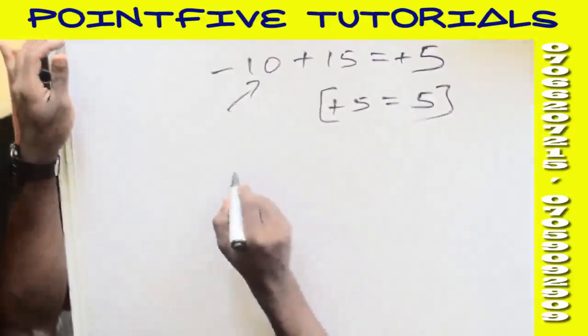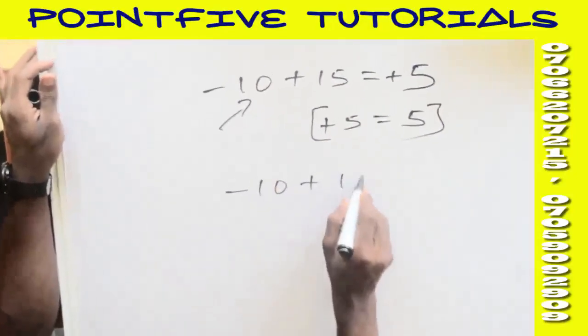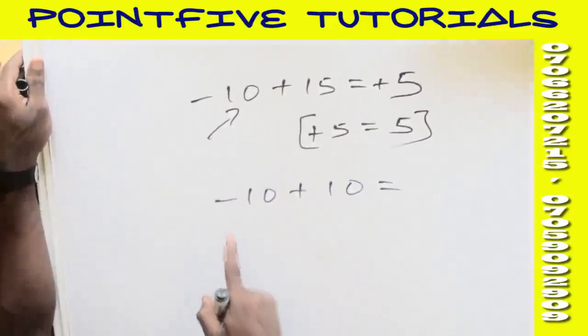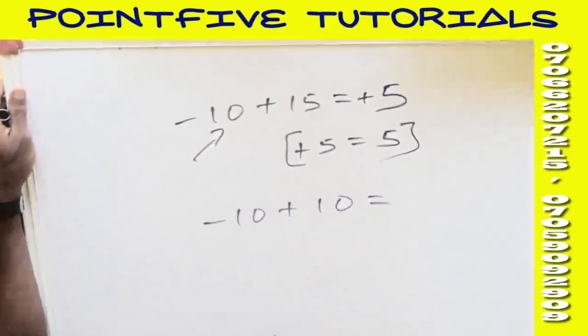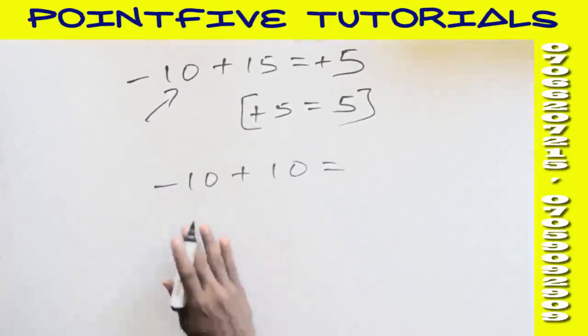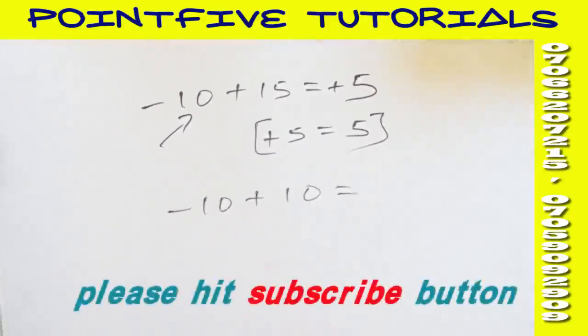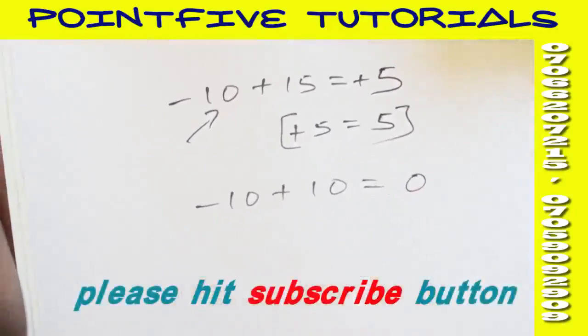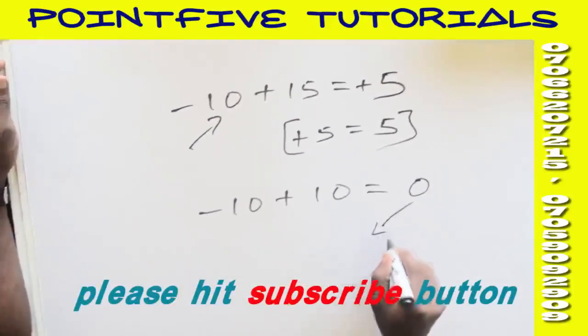So if I write here minus 10, I put plus 10, actually what is the answer to this? Alright, so minus 10 means you are owing someone 10 naira. Plus 10 means you are paying the person 10 naira. You are owing me 10 naira, and when you want to pay me, you are giving me back 10 naira. So the answer is 0. You are not owing me. 0 means nothing in mathematics.